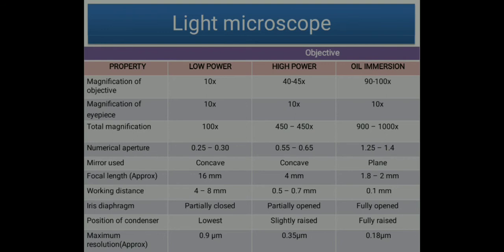Next we have the working distance. Working distance with low power will be around 4 to 8 mm, with high power 0.5 to 0.7 mm, with oil emulsion it will be around 0.1 mm.